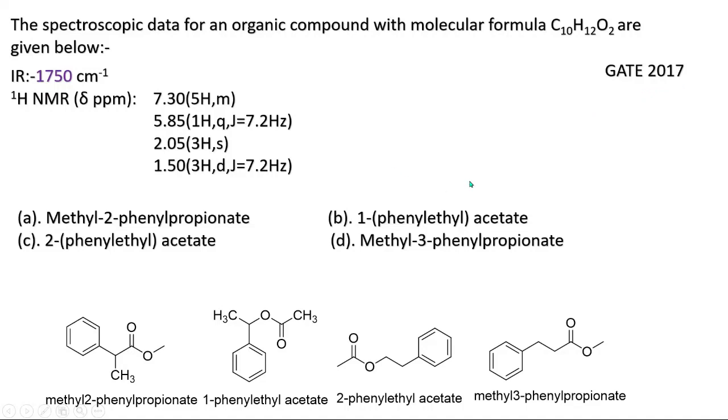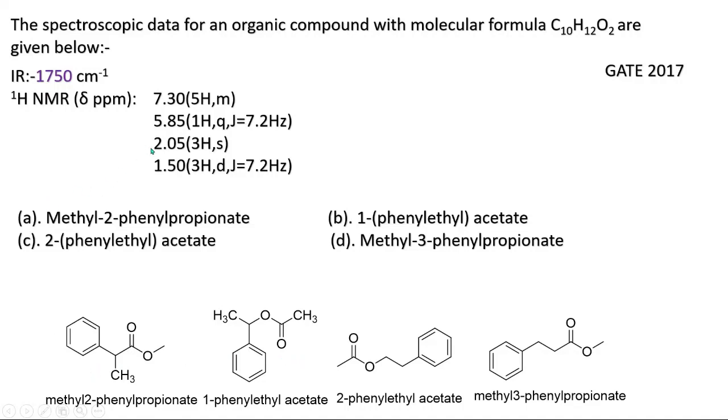Now how to do this problem? Very easy. If you see this IR data, that is 1750, this corresponds to an ester group. So all 4 options have an ester group. Now 7.30, 5 hydrogen multiplet. This is due to this benzene ring, 5 hydrogen. So all 4 options have a benzene ring having 5 hydrogen. Now this is 5.85, 1 hydrogen quartet. That means we have in my compound 1 hydrogen. So this is 1 hydrogen, will give a quartet. This is 1 hydrogen, will give a quartet. We don't have 1 hydrogen in this compound also. So options C and D are eliminated easily.